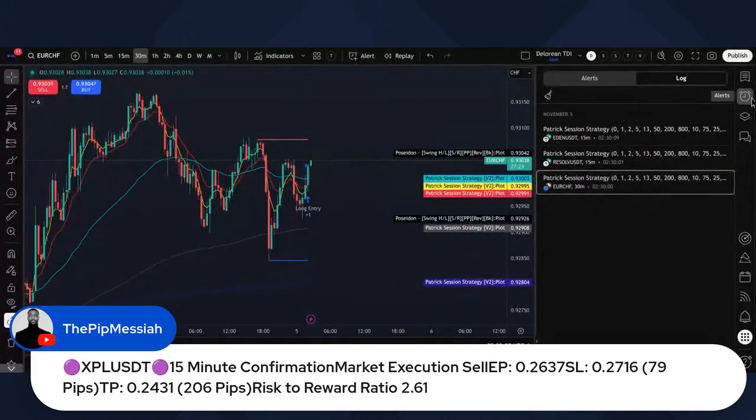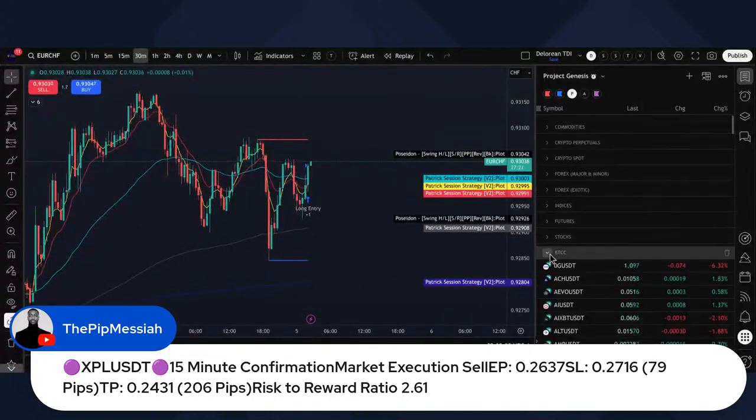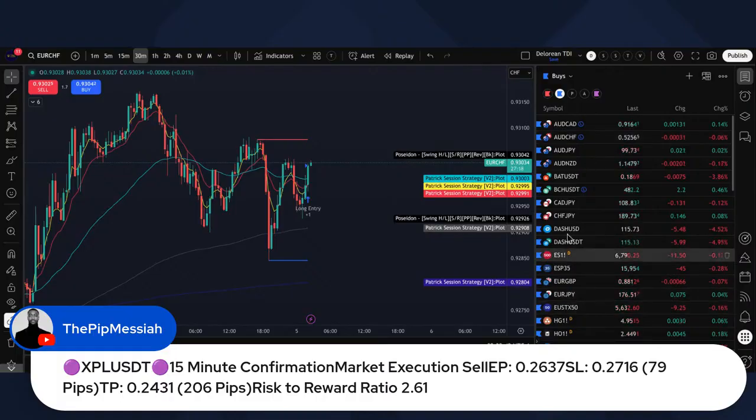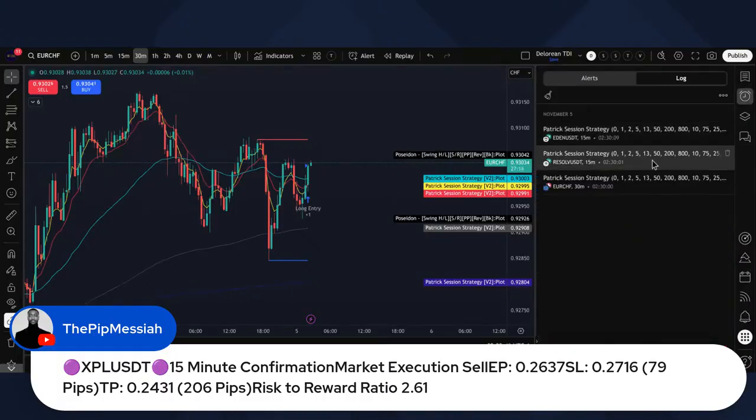Have a long on Euro Swiss franc. Don't think that's in our list. It is not. Won't be taking that.